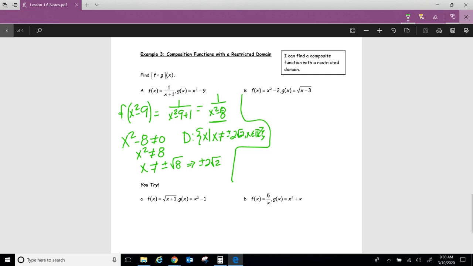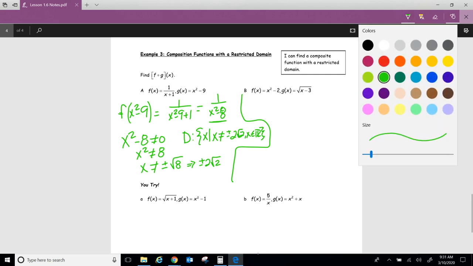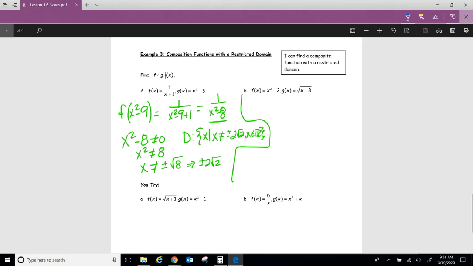All right, looking at B, they want us to find f of g of x again, so we're plugging g of x into f of x. So I want f of the square root of x minus 3. So where I see x in my function, I'm going to put the square root of x minus 3, squared, and then minus 2. Well, what does the square do to that square root? Kind of cancels it out, and we end up with x minus 3 minus 2, and that would be x minus 5.